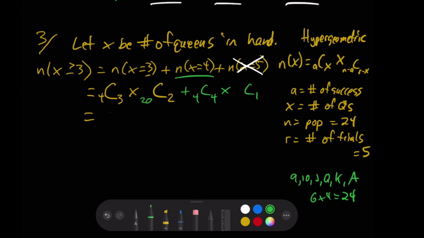So this is everything else besides our successful values. So 24 minus 4 leaves us with 20. Not too bad to fix. Hopefully you understand the reason why we just had to do that.